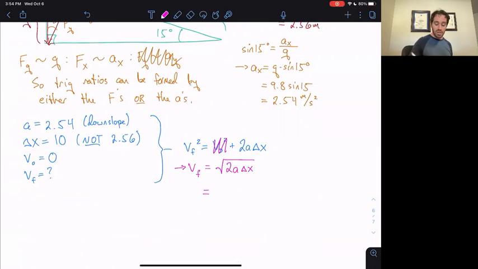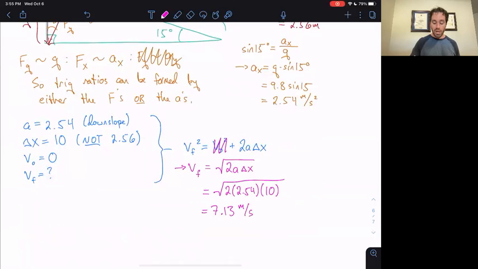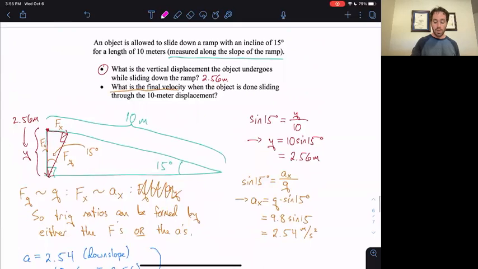And now simply put in the things that we know. It's the square root of 2 times the acceleration of 2.54 times the displacement of 10. So I've got 2 times 2.54 times 10, and then take the square root of that. That's 7.13. This is a final velocity, so I will specify it in meters per second, and that is the answer to the question: 7.13 meters per second. Neat, huh?